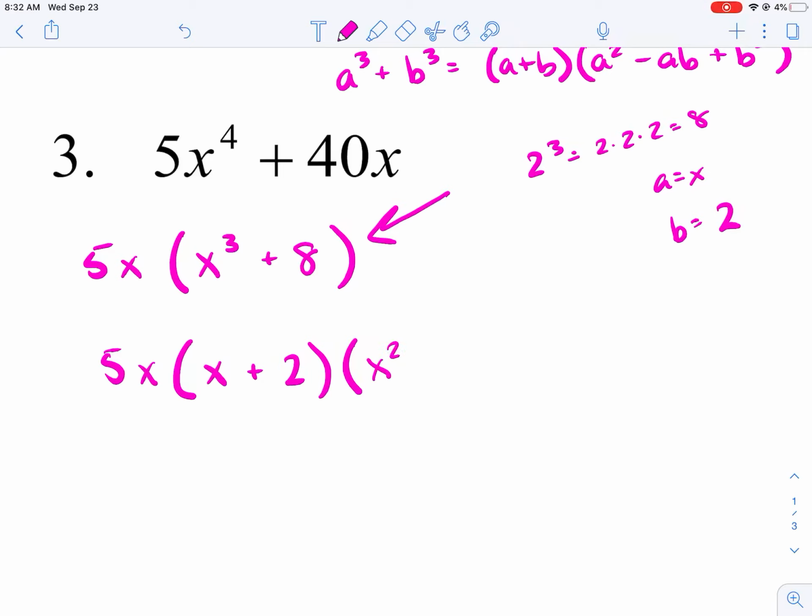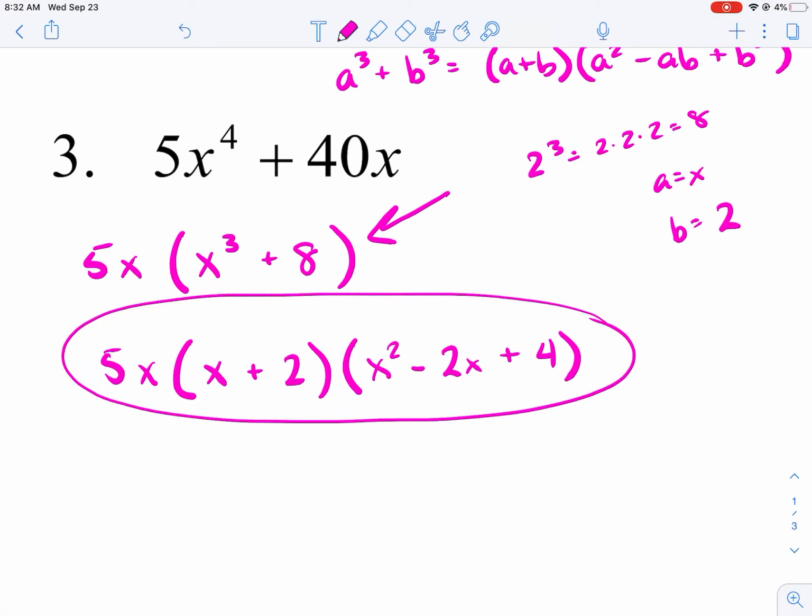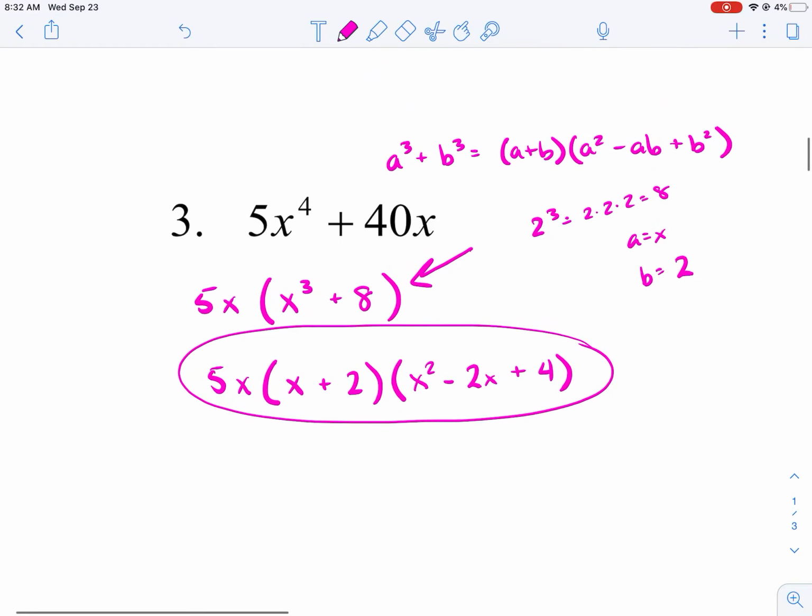So we go x squared minus 2x plus 4, because 2 squared is 4. And that is it. Let's move on to the next one.